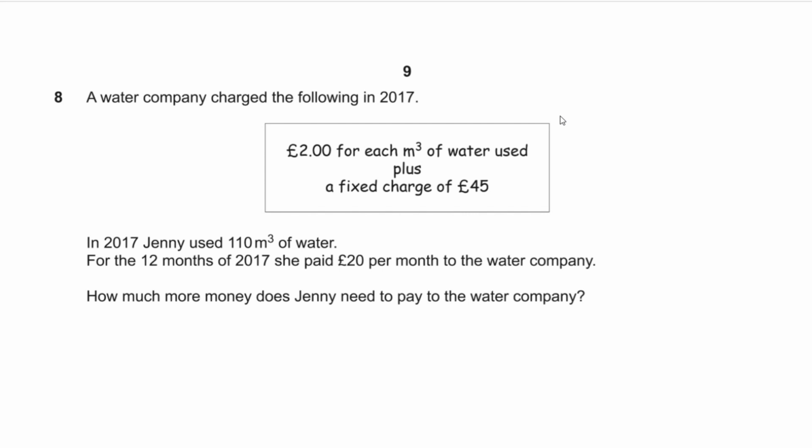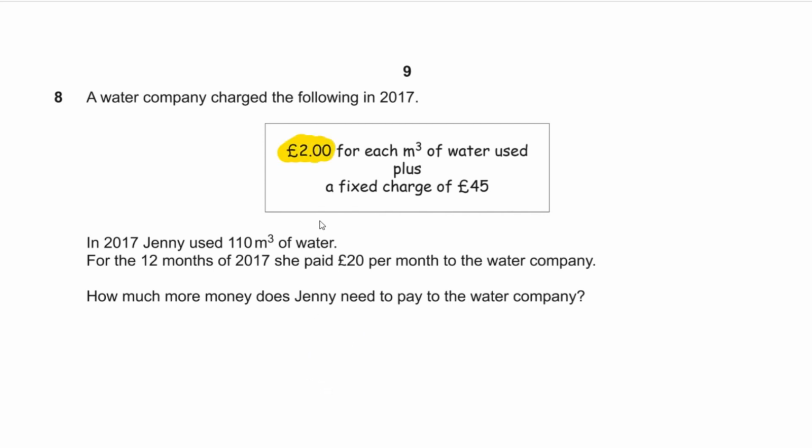Question number 8. A water company charged the following in 2017. £2 for each metre cubed of water used, plus the fixed charge of £45. In 2017, Jenny used 110 metres cubed of water. For the 12 months of 2017, she paid £20 per month to the water company. How much more money does Jenny need to pay the water company?